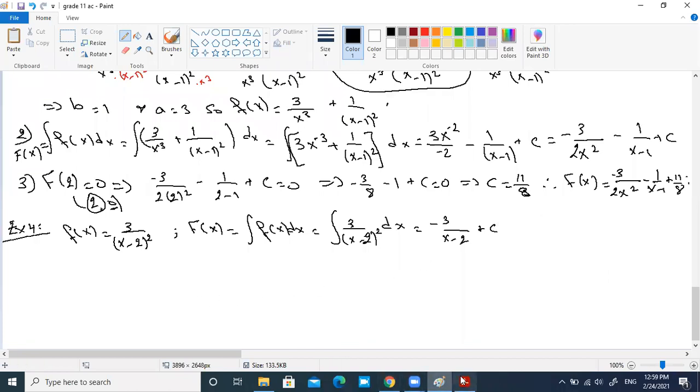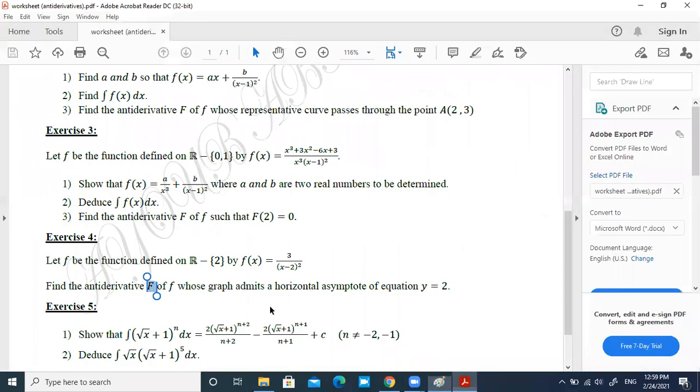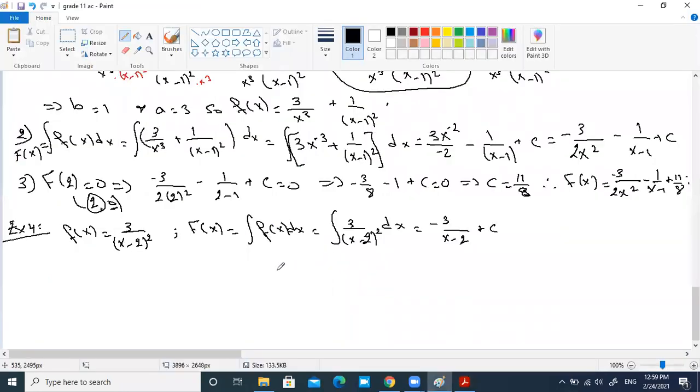Okay. So here we found an antiderivative. Now to use the second information, whose graph admits a horizontal asymptote of equation y equal to. What does it mean? What does it mean when I say a function or a curve admits a horizontal tangent, or sorry, horizontal asymptote of equation y equal to? What does it mean?